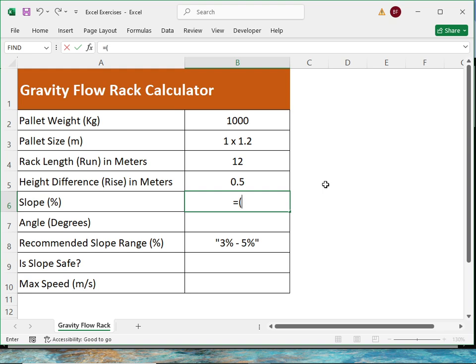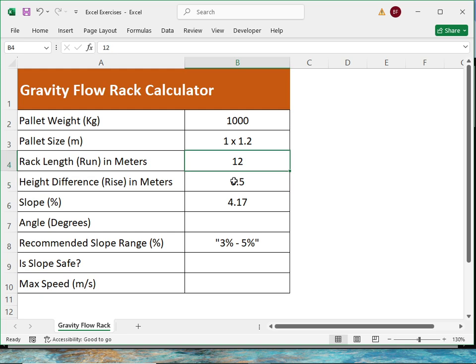So the rise would be the height difference in B5 divided by the rack length, or the run. Then I'm going to close the parenthesis and multiply by 100, and our slope percentage is 4.17, given the 12 meter rack length and the rise of 0.5.